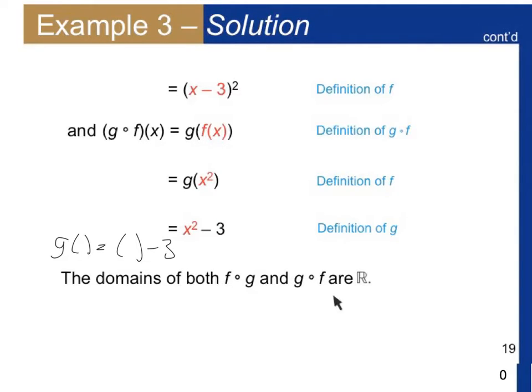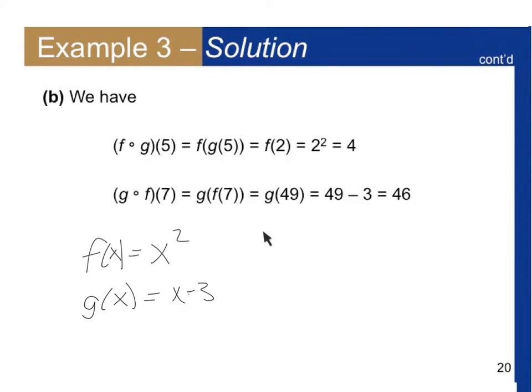Now the domains of both are real, because there's nothing that we can't do for x in this. You know, there's no denominator we have to worry about, and there's no square root or anything like that. So for both of these compositions, the domain is all real numbers. Okay, so let's evaluate them at different numbers. Remember, f of x is x squared and g of x is x minus 3.